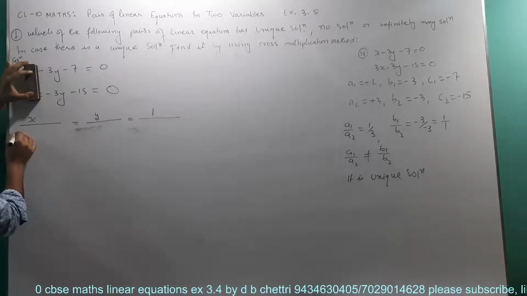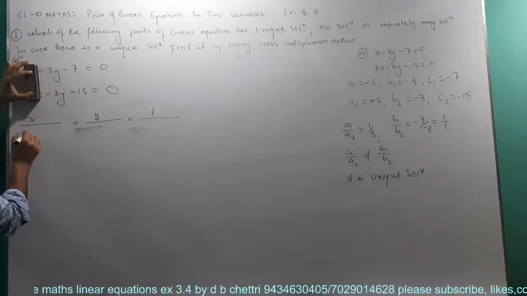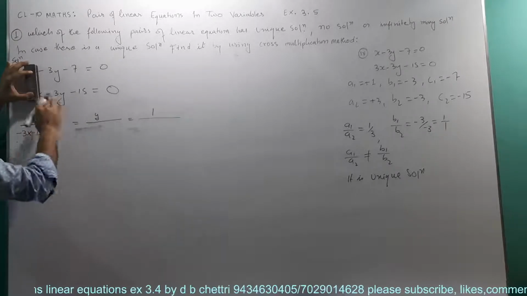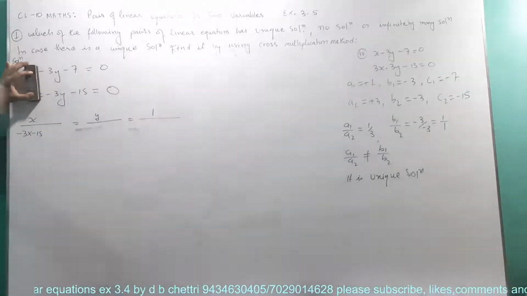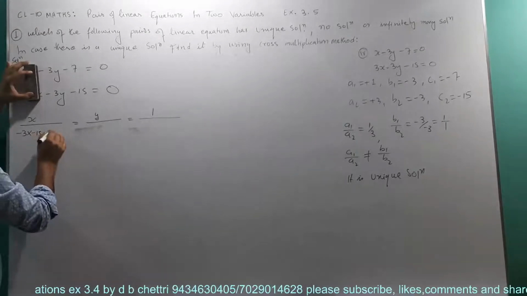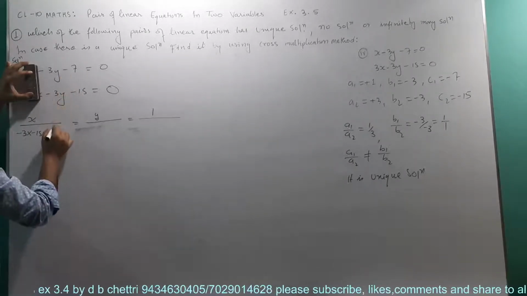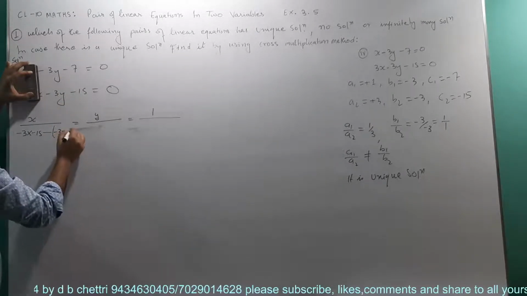We are doing the direct way, the shortcut method. Minus 3, minus 15. After multiplying one pair, to multiply the other pair, put a minus sign. Then minus 3, minus 7. Minus 3 multiplied by minus 7.